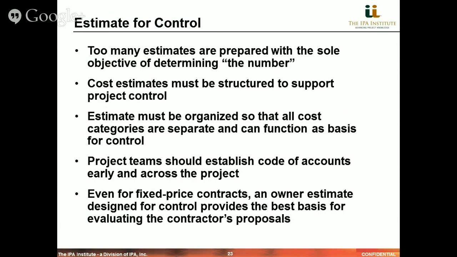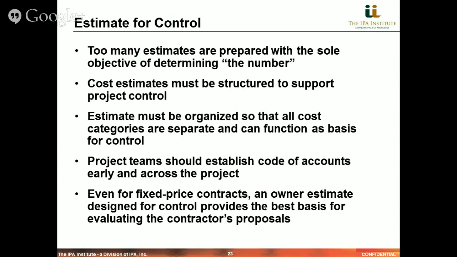That means they must be organized so that all the categories are separate and can function as a basis for control, meaning you followed a good work breakdown structure, a well-established code of accounts that should be established early and cover the entire project scope.